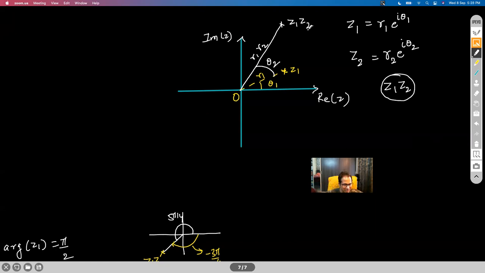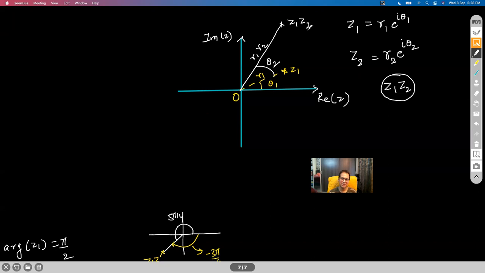Are you getting my point? So what are you doing here? Listen to this concept. Let's say Z1 was at a distance R1 from origin and at an angle theta 1. You multiplied Z1 with Z2. Z2 is another complex number whose modulus is R2 and argument is theta 2. So how do you locate the product?